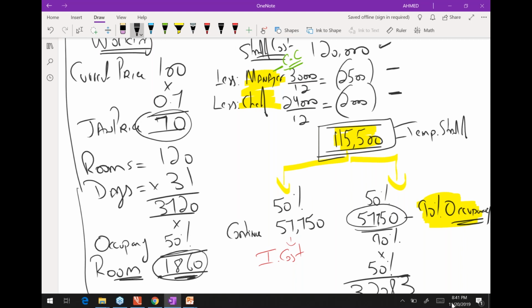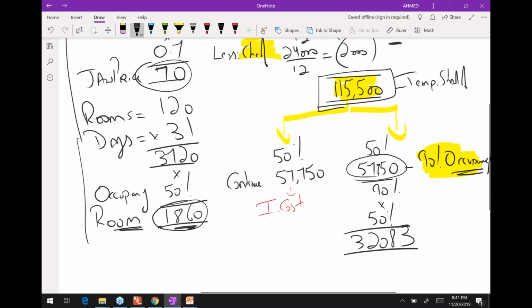Now, the 50% of the temporary staff will continue to be used in the month of January, which means this cost will be incremental and you will consider it. The remaining 50% relates to the temporary staff, but that temporary staff now will not have to work for the normal hours that they used to work at 90% occupancy, and now they will work according to 50% occupancy.